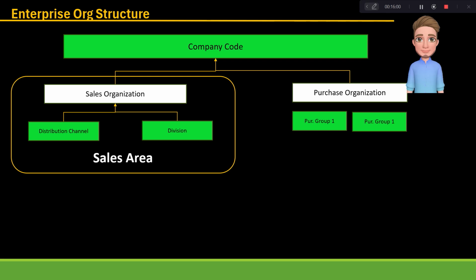Now divisions, you can have leather based products as one division, or cloth based products as one division, or electronic based products that you are dealing with as one division. I'm just giving you examples. Again, it is an organization decision, right? So these three put together represent a sales area. Then you have a purchase organization. The purchase organization has purchase groups. Now a purchase group typically represents people who specialize in the purchase of certain products.